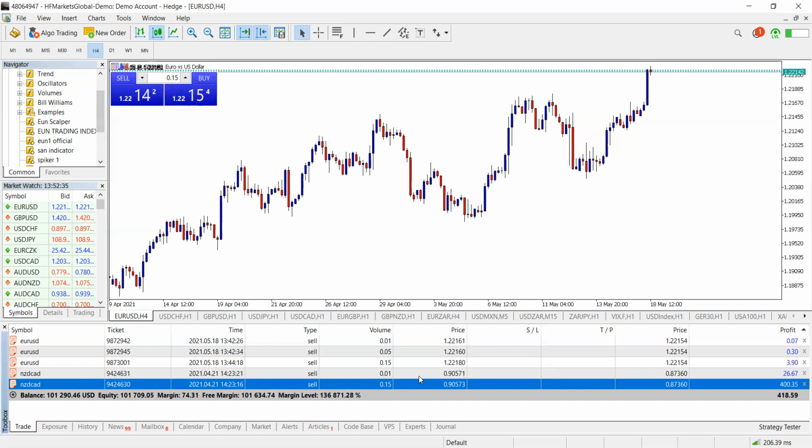Lot size. So on the introduction to Forex and MetaTrader 5, I think the most basic things we are done now.